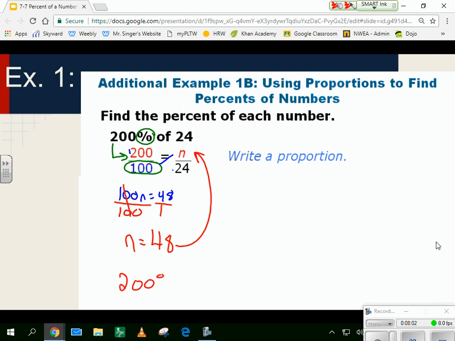or 200% of 24 is 48. So basically we're saying 200% of the 24 equals 48. So if you want to copy that one down as well, you can.